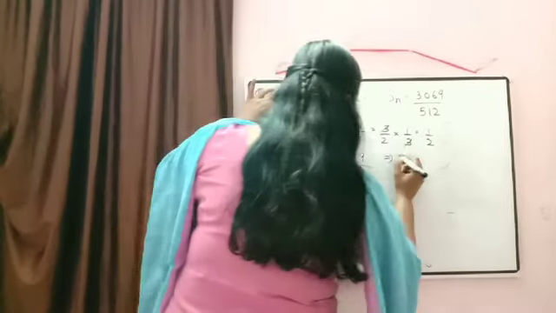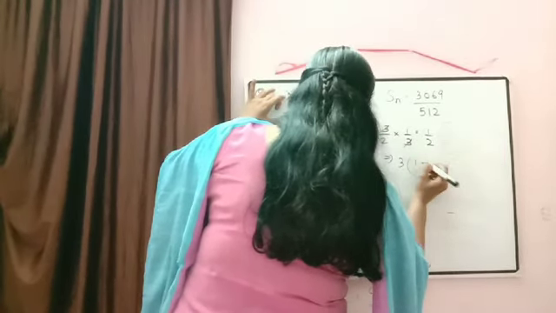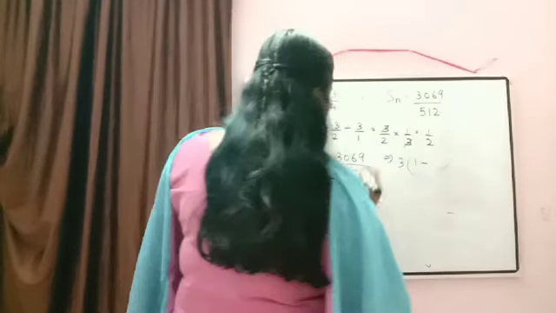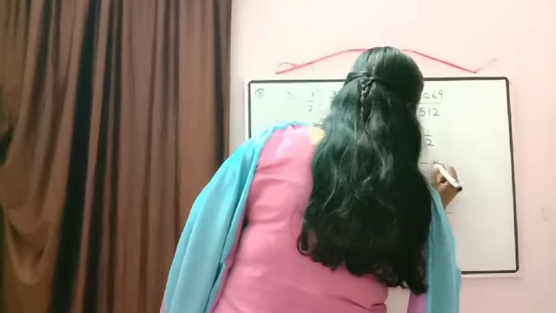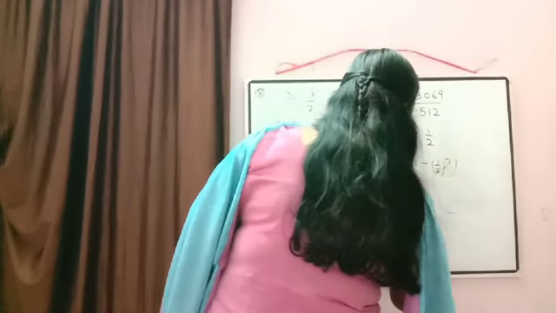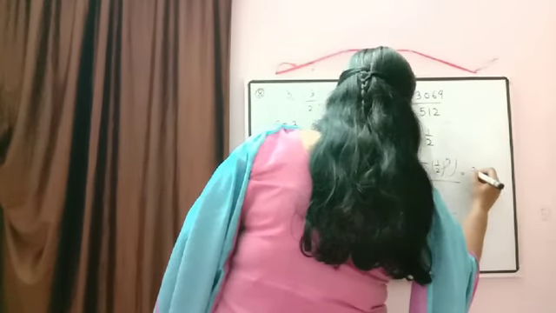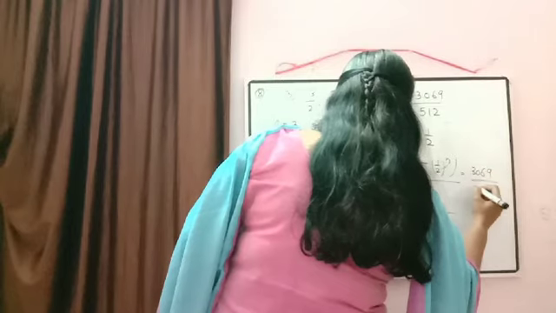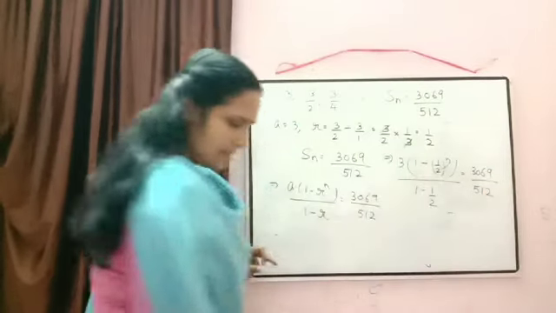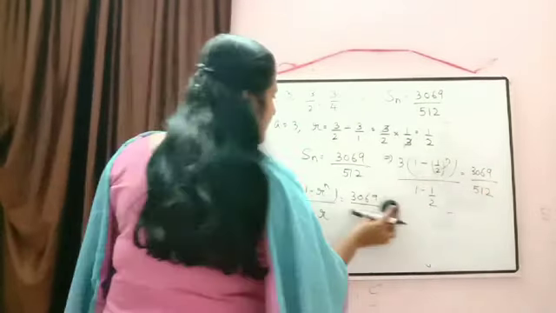Now we'll substitute the values. A is equal to 3. So 3 into 1 minus R, in place of R we have 1 by 2. So 1 by 2 raised to n by 1 minus 1 by 2 is equal to 3069 by 512. Now we can simplify it.